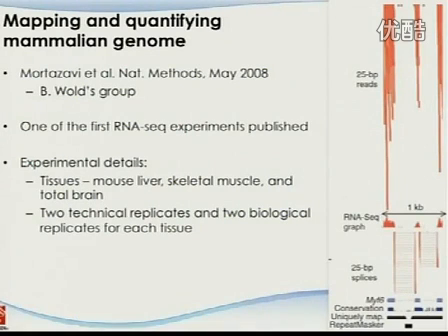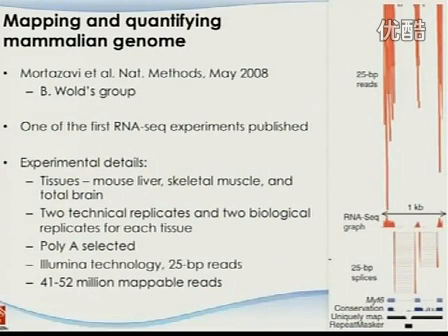The experimental detail is they used tissues, which are mouse liver, muscle, and total brain tissues. They did 2 technical replicates and 2 biological replicates for each individual tissue. The sequences were polyadenylated, and they used the Illumina technology with 25 base pair reads. So this is a very early study. At that stage, this is the state of the art.